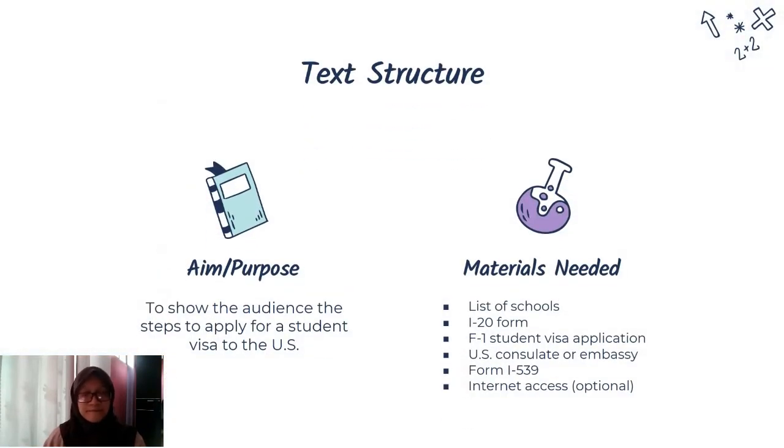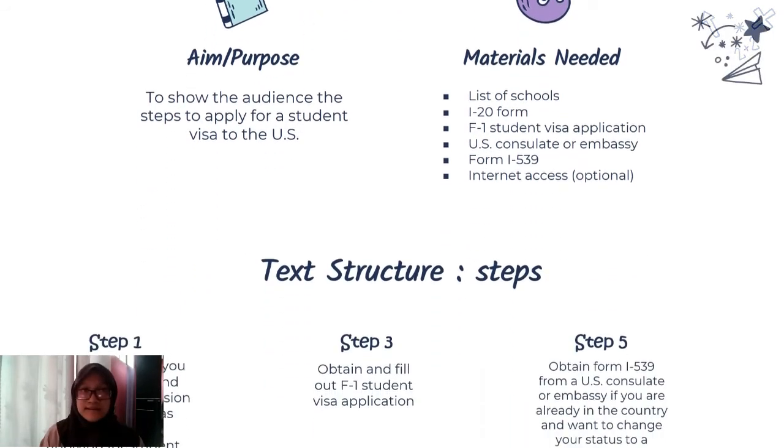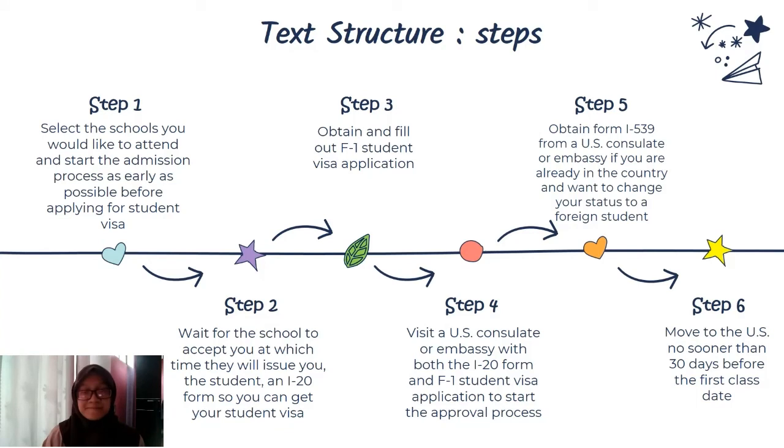For the text structure, the aim or purpose is to show the audience the steps to apply for a student visa to the US, and the materials needed are list of schools, I-20 form, F1 student visa application, US consulate or embassy, form I-539, and internet access, but internet access is optional. And next we have the steps.